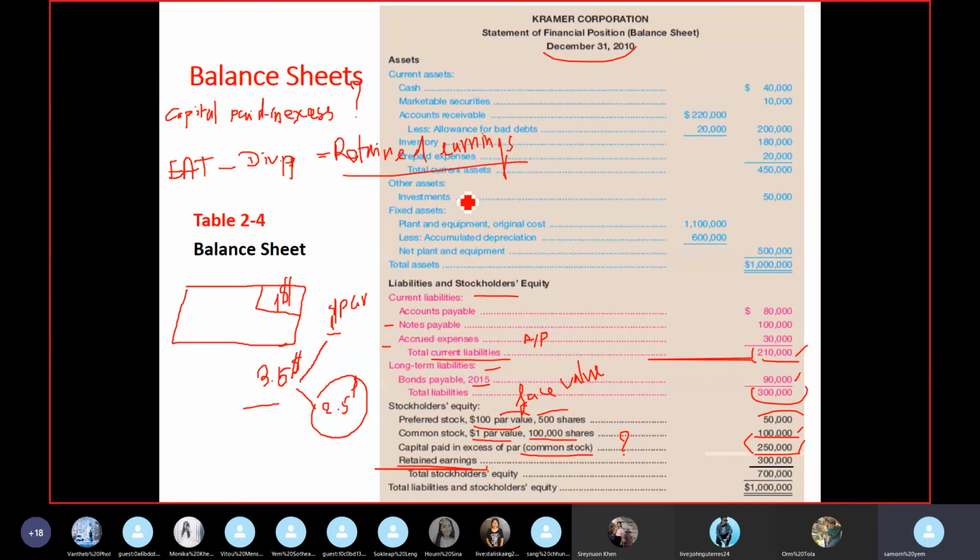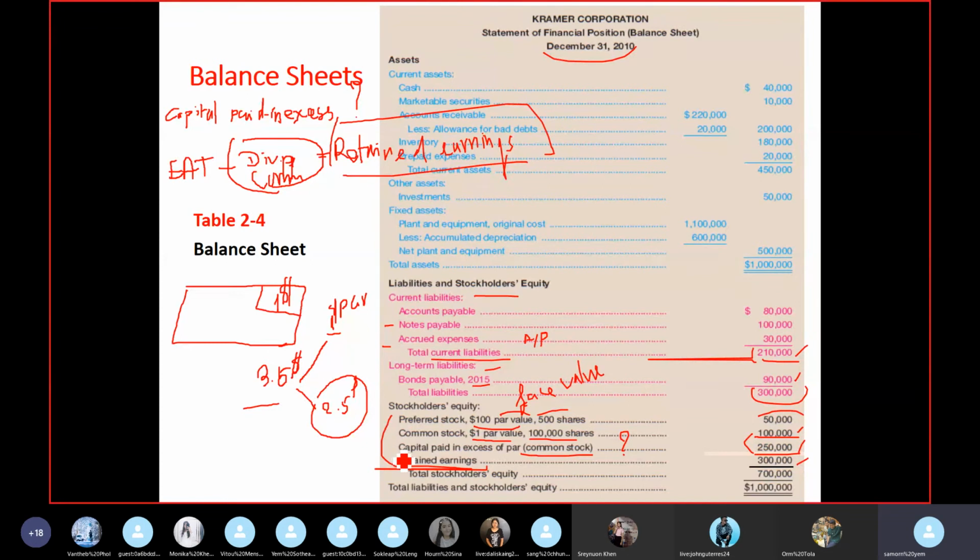That means the earnings that we retain for the company, the company's earnings after tax, or net income after minus dividends. Dividends here include dividends for preferred stock and common stock, and we call this retained earnings. A total of 300,000.